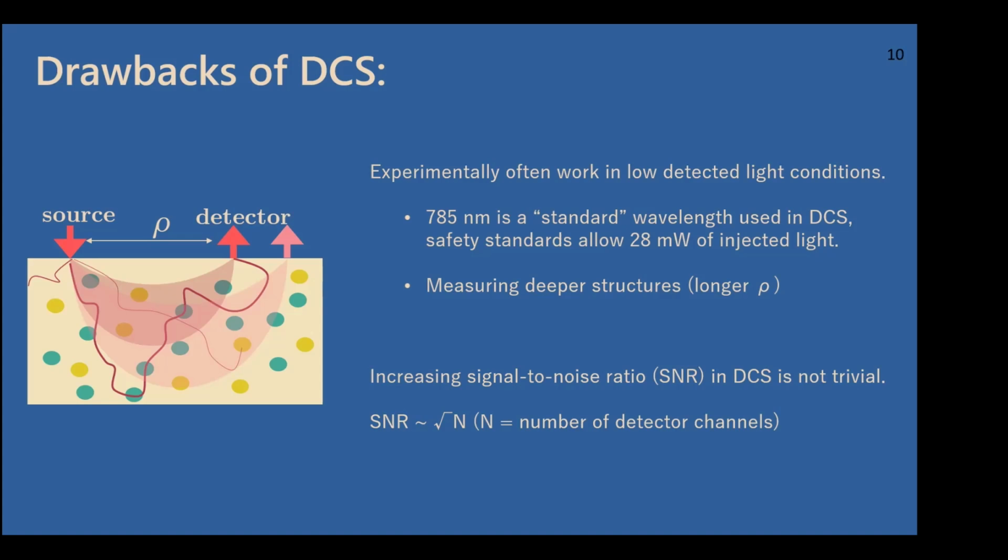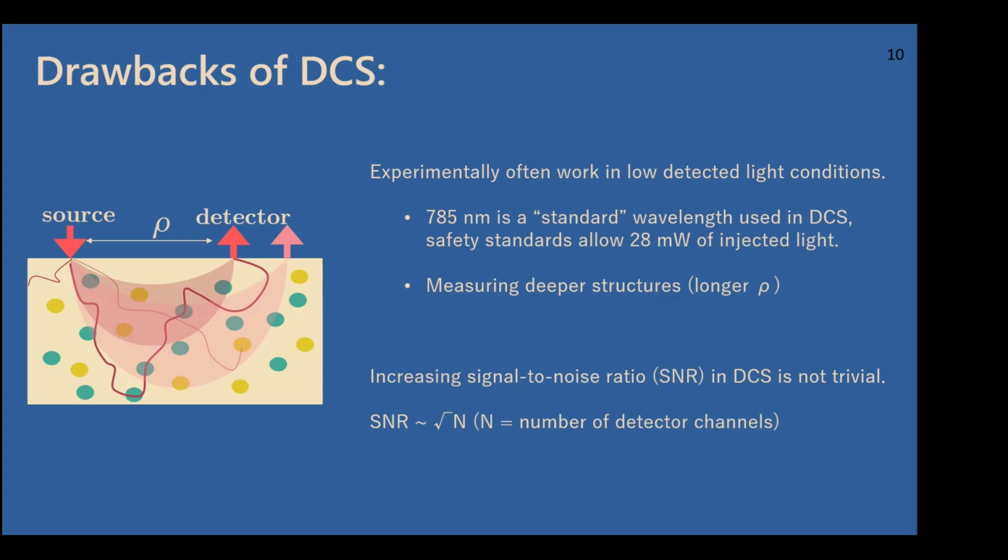Also, we're often not interested in superficial measurements. We really want to measure deeper structures. For example, we want to measure the brain, or we want to measure the muscle. And that requires us to go to longer source detector separations, and therefore we detect less light at the detector.